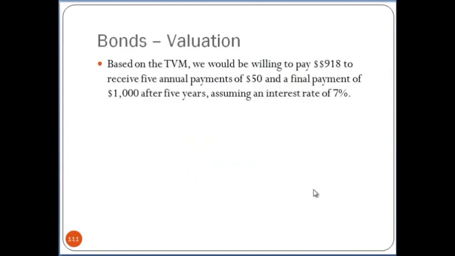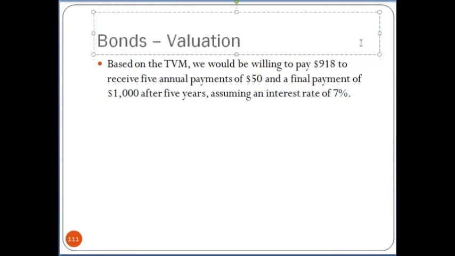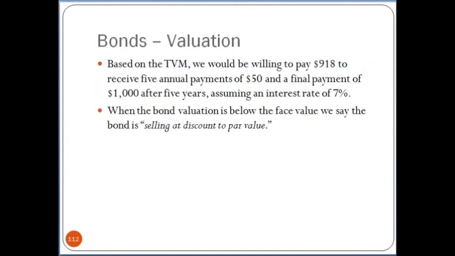All right, based on the TVM, we'd be willing to pay $918 to receive 5 annual payments of $50 and a final payment of $1,000 after 5 years, assuming an interest rate of 7%. So in this case, we say that when the price of the bond is below the face value, the bond is selling at a discount to the par value. All right, we're not willing to even pay face value. There's something going on. Maybe we think the company is risky. So we don't want to pay $1,000. Will it really pay us back its promise? I don't know. There's something going on.